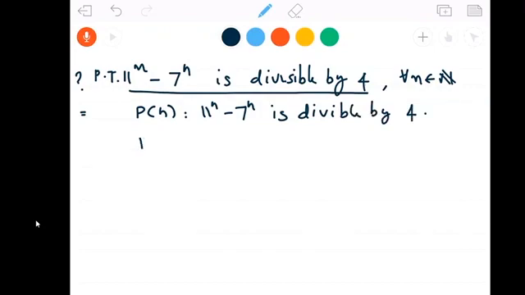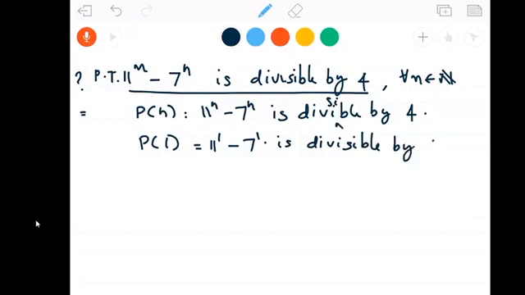Now, what is P of 1? Wherever n is there, we have to give the value 1. So 11 raised to 1 minus 7 power 1 is divisible by 4. Is this true or false? 11 power 1 minus 7 power 1 is 4. 4 is divisible by 4. So this is true. P of 1 is true.